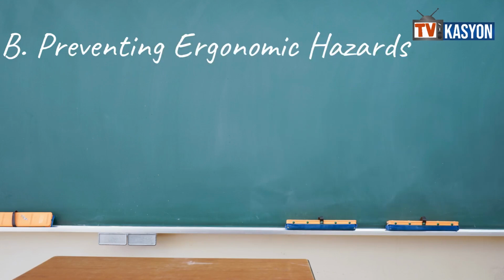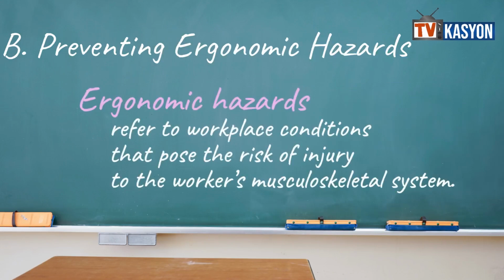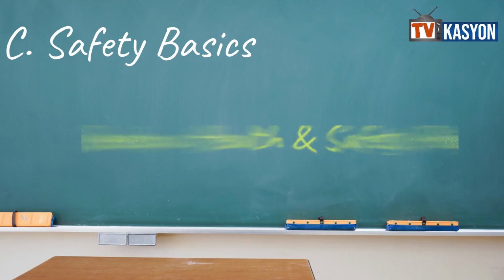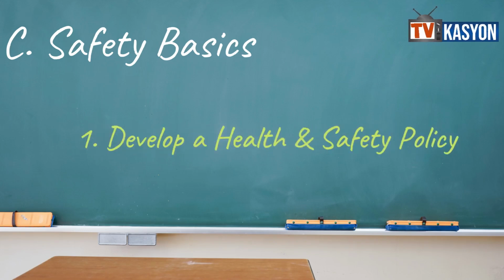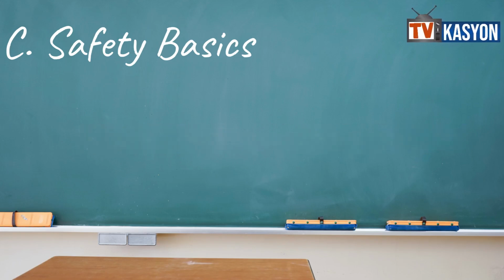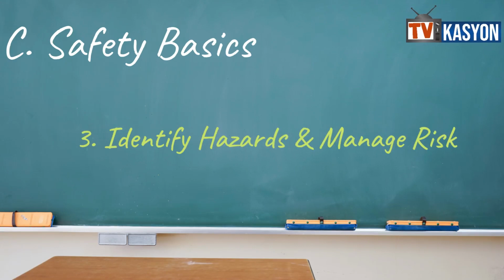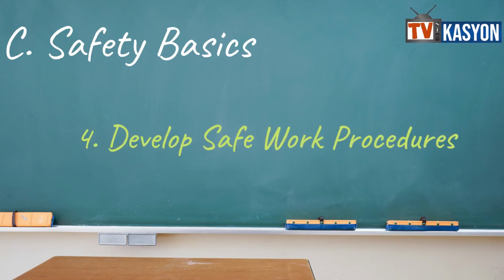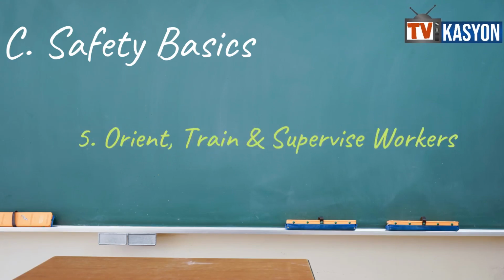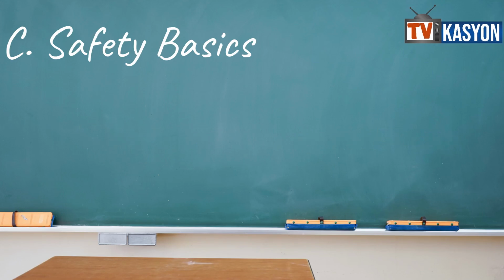B. Preventing ergonomic hazards. Ergonomic hazards refer to workplace conditions that pose the risk of injury to the worker's musculoskeletal system. C. Safety basics. 1. Develop a health and safety policy. 2. Know about your responsibilities. 3. Identify hazards and manage risk. 4. Develop safe work procedures. 5. Orient, train, and supervise workers.